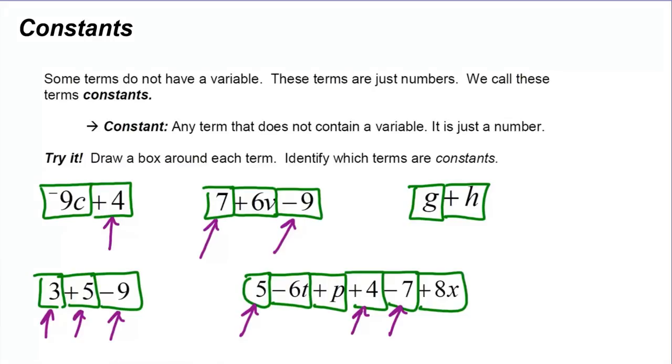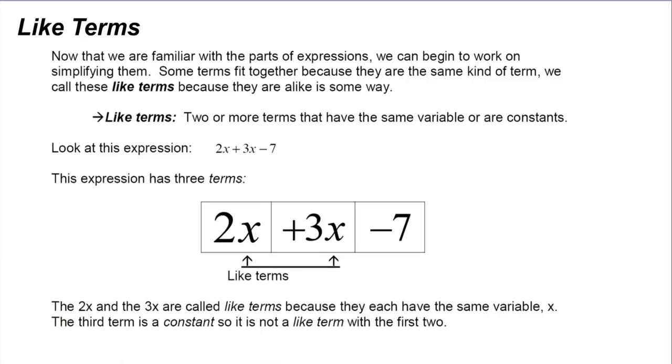So we have all of our basic building blocks of our algebraic expressions. We have terms, we have coefficients, variables, and constants. These are all the building blocks of an algebraic expression. You're not going to find anything else in an algebraic expression besides these basic things. So now we can go on and identify special types of terms called like terms.